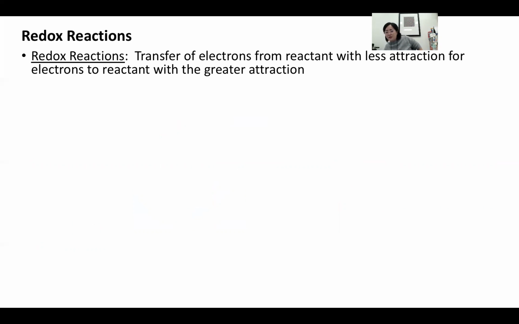But here's a definition of a redox reaction. It's moving electrons from one reactant, right, to another reactant that has a greater attraction for the electrons. So it's basically looking at it in terms of transferring electrons. So one thing doesn't really want the electrons, another thing really wants it, so bam, you move them, right? And that's a redox reaction.